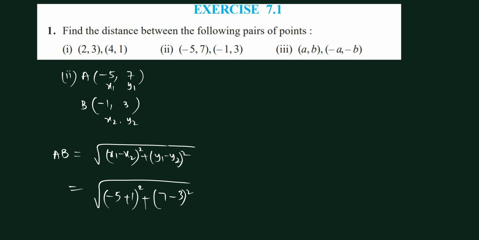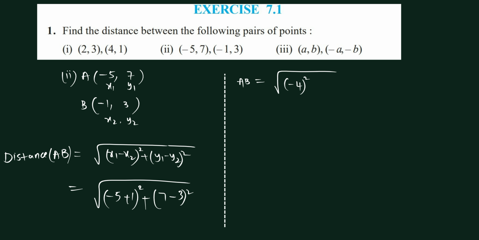So this we can write. Distance AB equal to root over minus 5 plus 1, which is minus 4, whole square. 7 minus 3 is 4 square. So this we can write as root over 16 plus 16. Minus 4 into minus 4 is plus 16, and 4 square value is 16. Root over 16 plus 16 is 32.